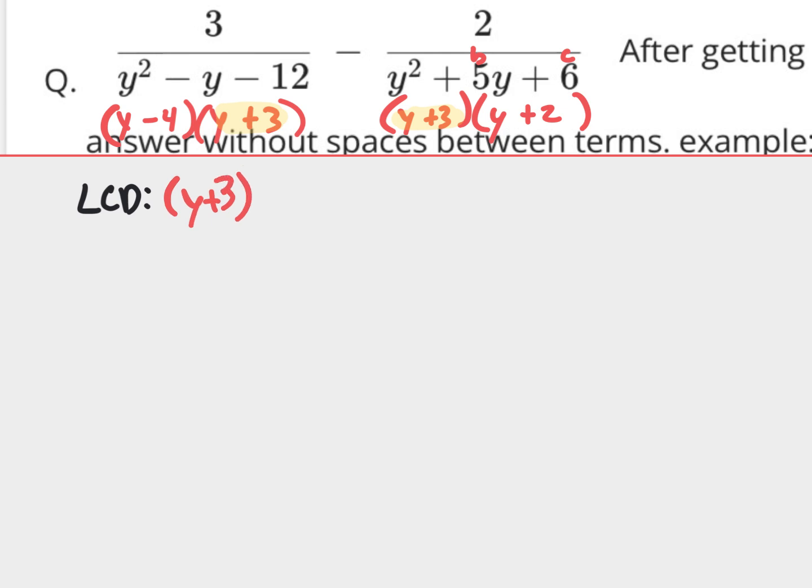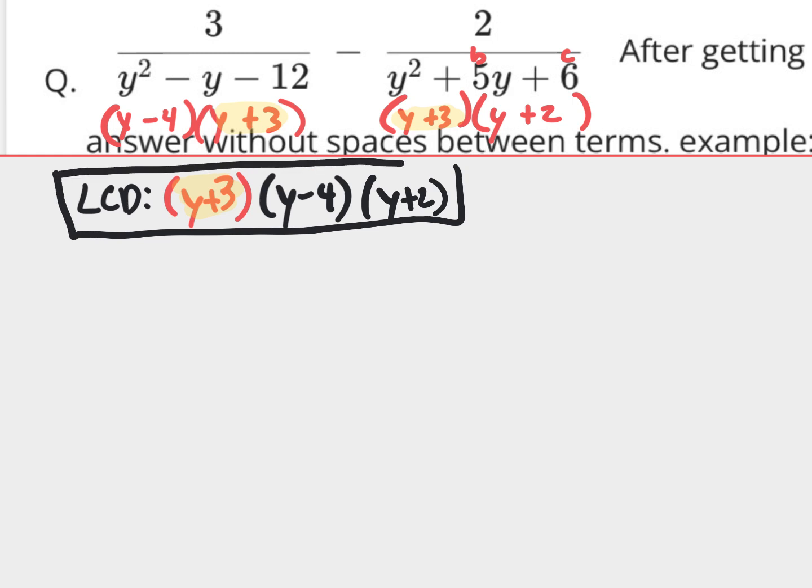And that is, of course, what repeated in both. And what about everything else? You just bring down the rest. So you also have the y minus 4 from right here, and you also have the y plus 2. I'm also going to write that down, y plus 2. So this is the LCD. And I would probably write it in order, y plus 2, then y plus 3, then y minus 4.